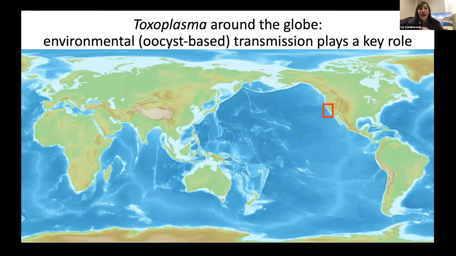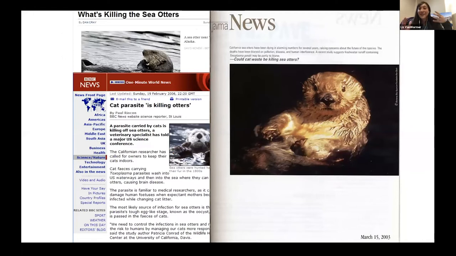So this happens all over the world in different ways. And today we're going to explore what the cycle looks like in California, in coastal watersheds that connect the terrestrial landscape and the Pacific Ocean. So I mentioned that historically Toxoplasma is thought of as a terrestrial or land-based parasite, but our story in California really starts in the ocean.